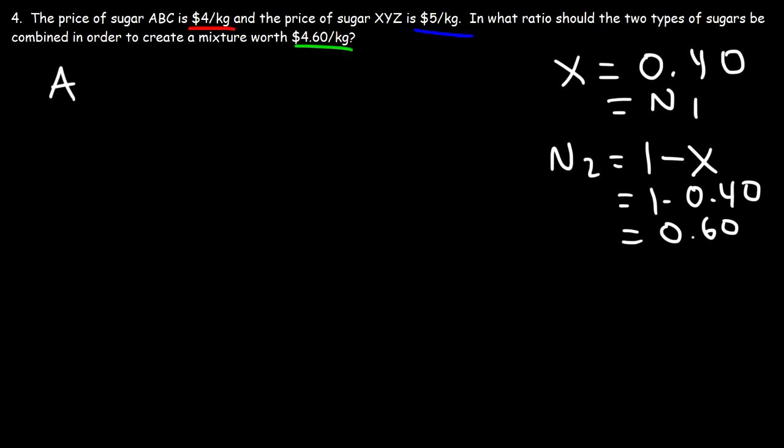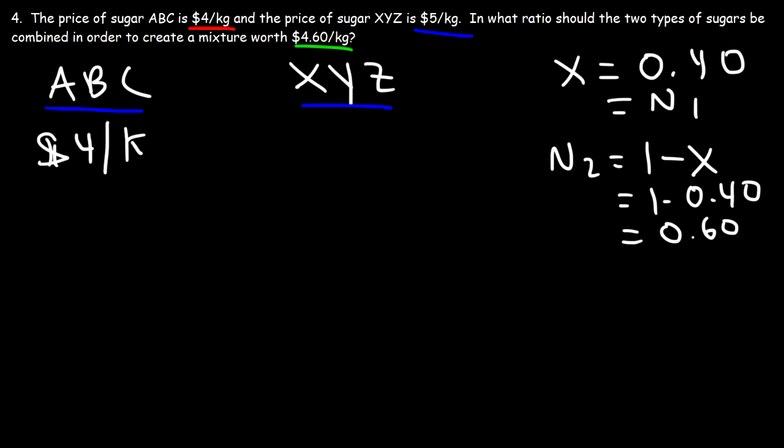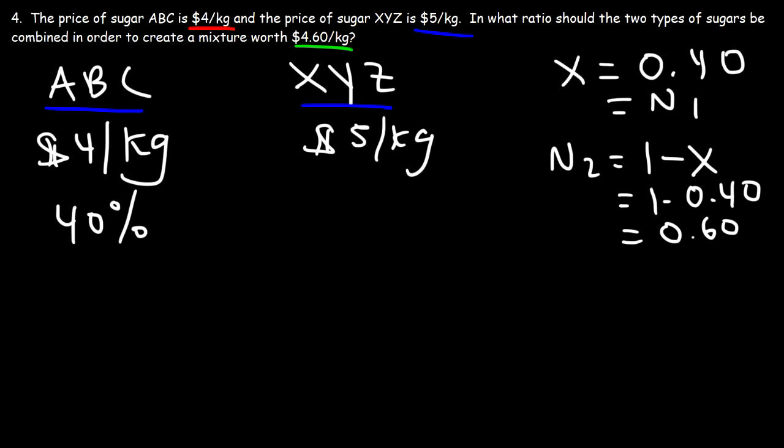So here we have sugar ABC and sugar XYZ. The price of sugar ABC is $4 per kilogram, and for XYZ it's $5 per kilogram. Now, n1, which corresponds to sugar ABC, is 0.4, which as a percentage is 40% if you multiply it by 100. Now, sugar XYZ is 0.6, or 60% if you multiply that by 100.